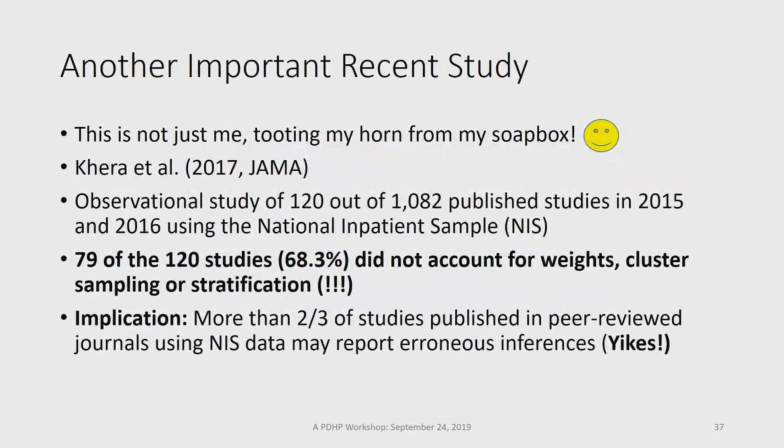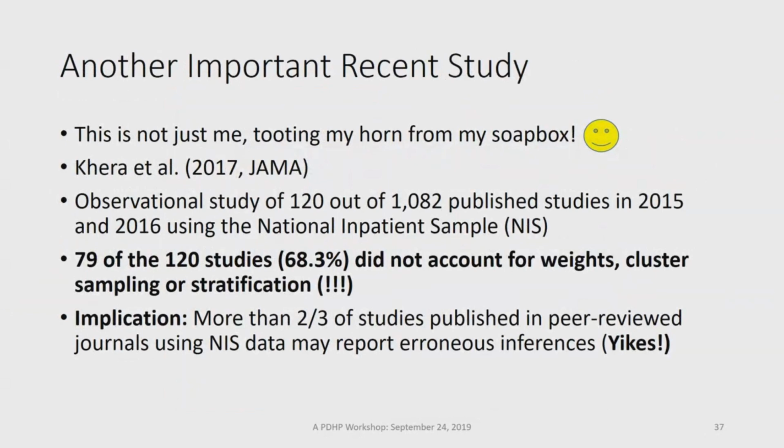Okay, now you might say, oh my goodness, enough with your studies. Like, clearly you have an issue with economists. Like, what's the issue? So this is not just me. JAMA just put out the exact same kind of article. Okay? So Kara et al., I'm happy to share the article, did an observational study of 120 out of 1,082 published studies. These are peer-reviewed journal articles. They were published in 2015 and 2016 using the National Inpatient Sample.